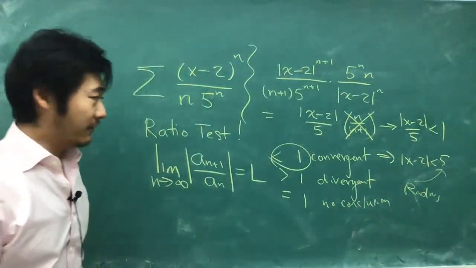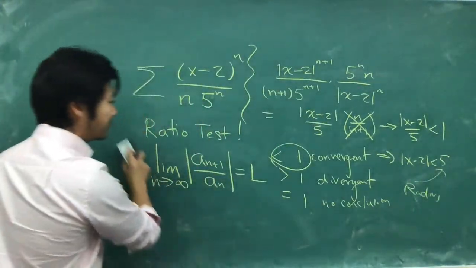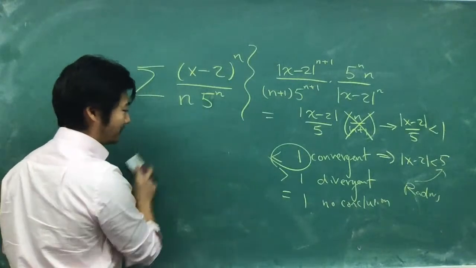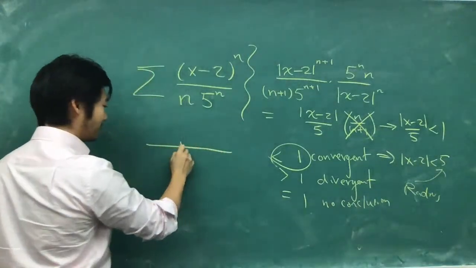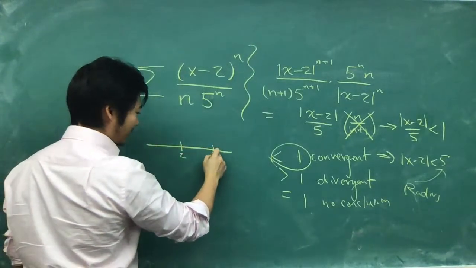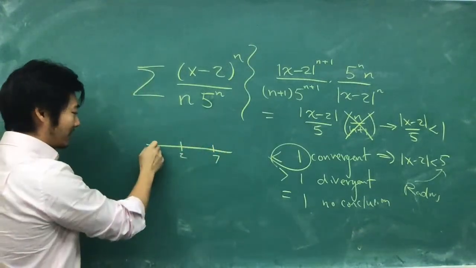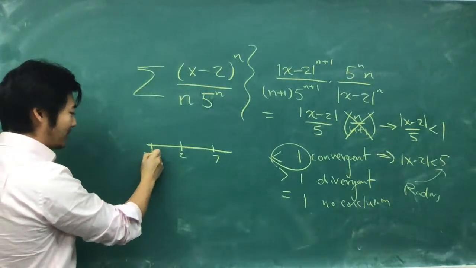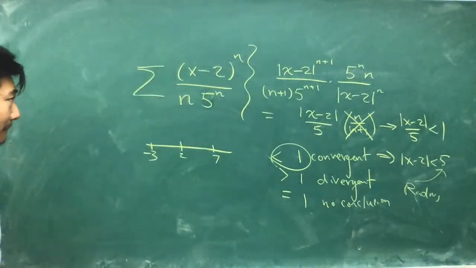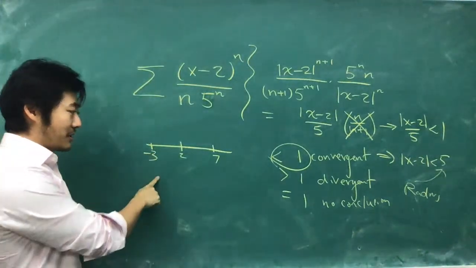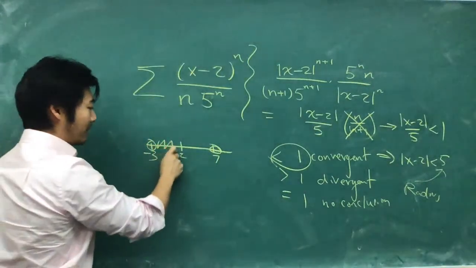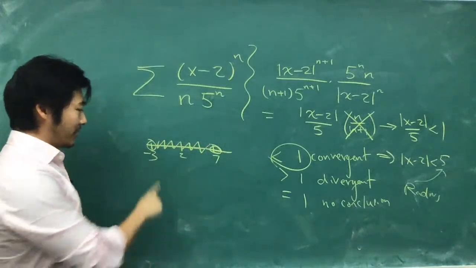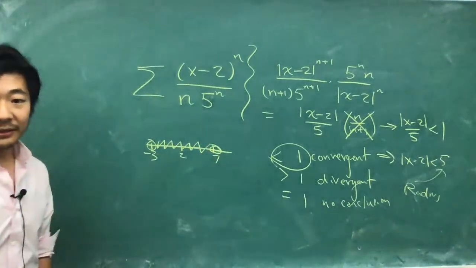And now you still need to figure out the interval. So 2 plus 5 is 7. 2 minus 5 is minus 3. And so this is your interval, except that you have the endpoints to worry about. So everything in between here converges, but then negative 3 and 7 are a different story.